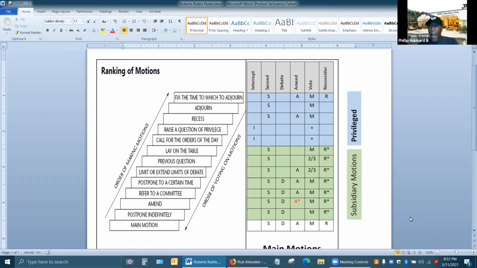So again, if we have a motion that's on the table and I have something that I think is important that I want to discuss, as long as we have not called for the question on that main motion, we can now what we call lay that aside. We're just going to lay it on the table and discuss this new issue. And again, it's only done temporarily.